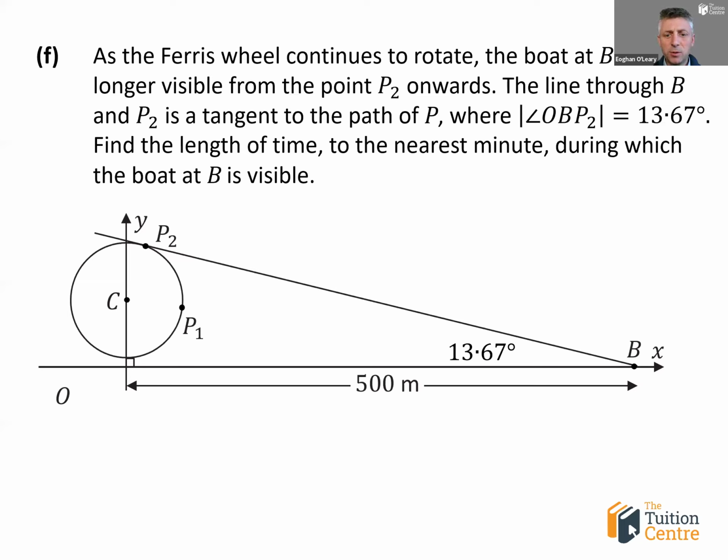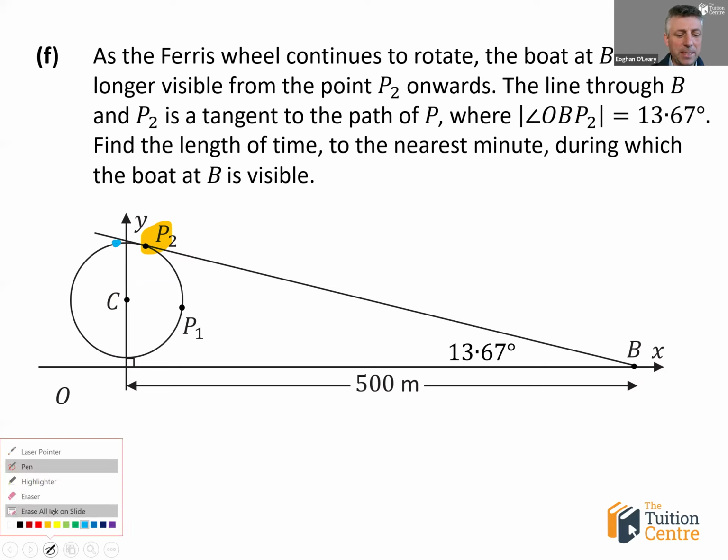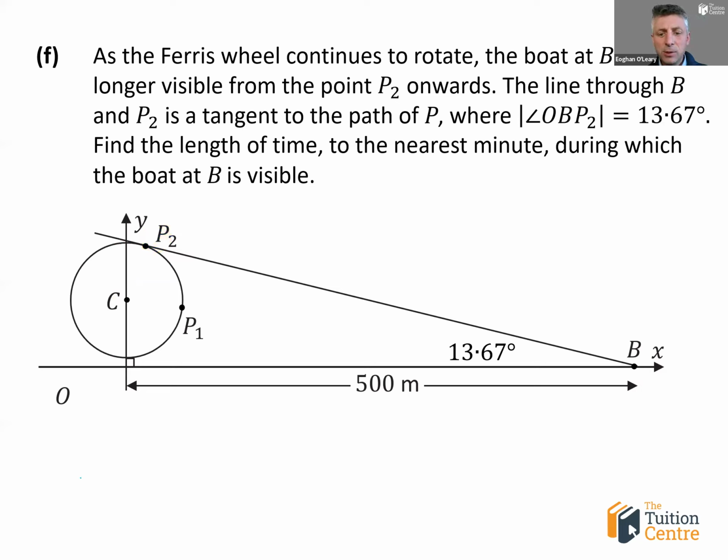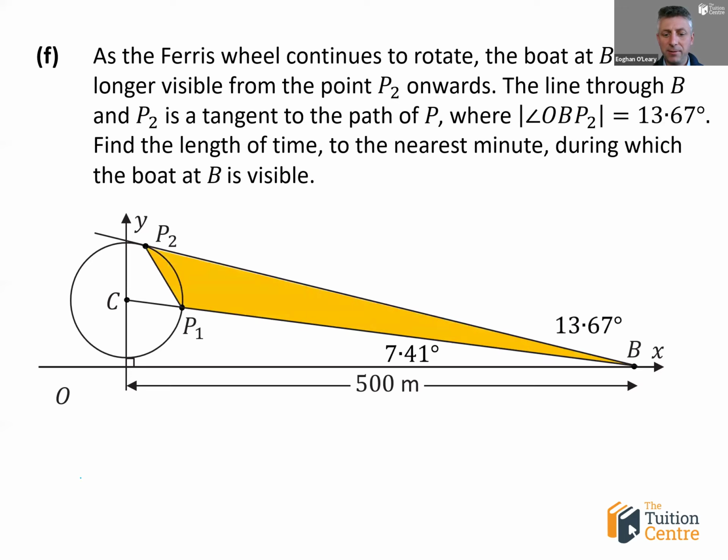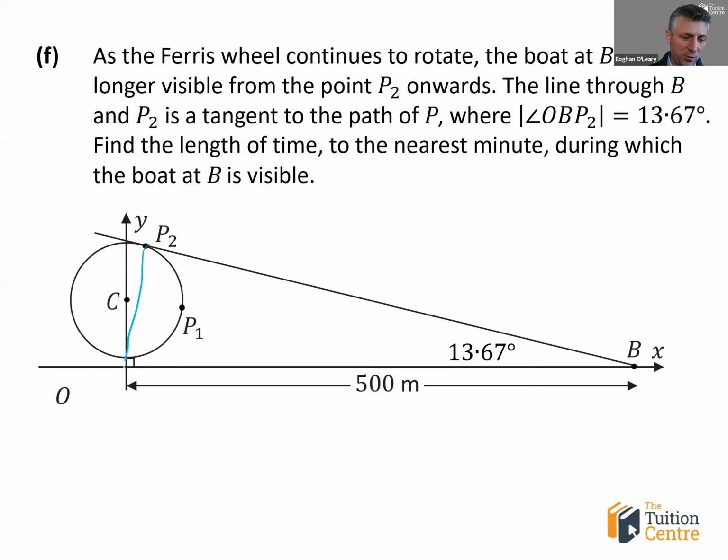So as the Ferris wheel continues to rotate, the boat at B is no longer visible from the point P2 onwards. From here on, as we rotate further, it's kind of like the horizon. Once you go over here, you're not going to be able to see point B anymore. The line through B and P2 is a tangent to the path of P, where the angle OBP2 is 13.7 degrees. So if I had that triangle there, this angle is 13.7 degrees.